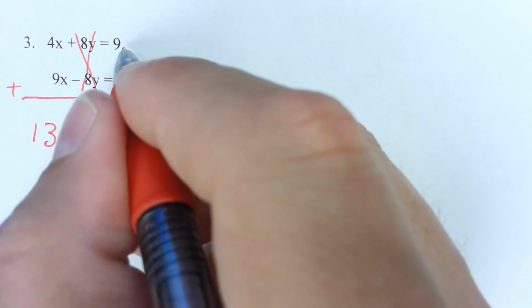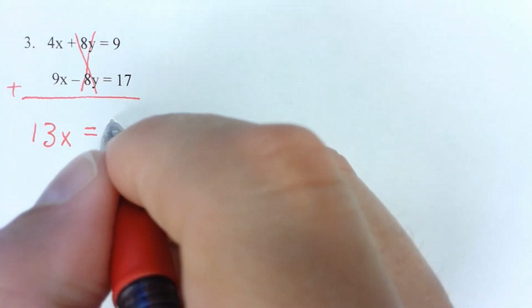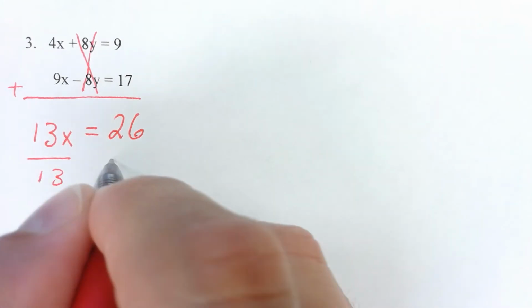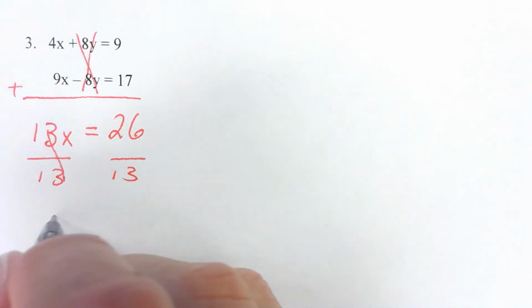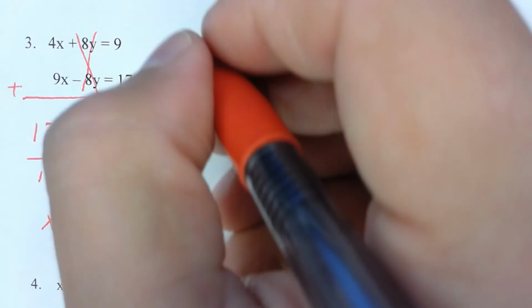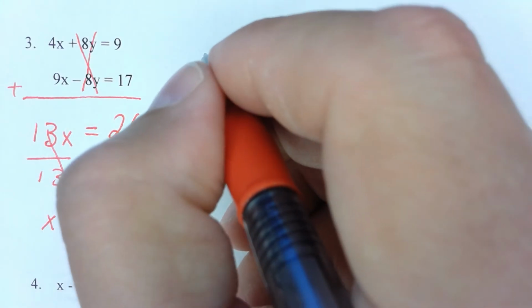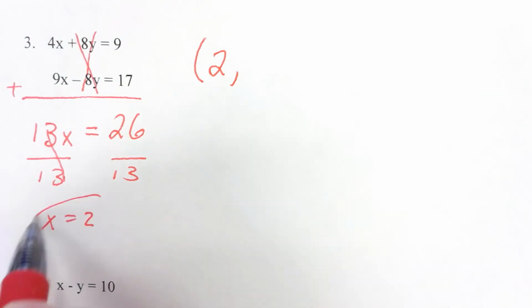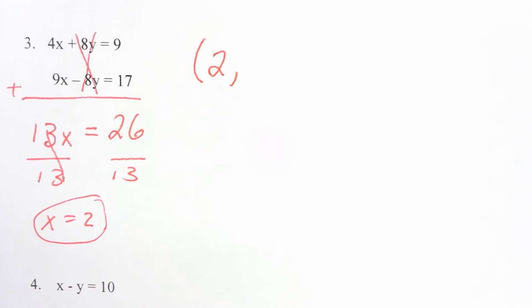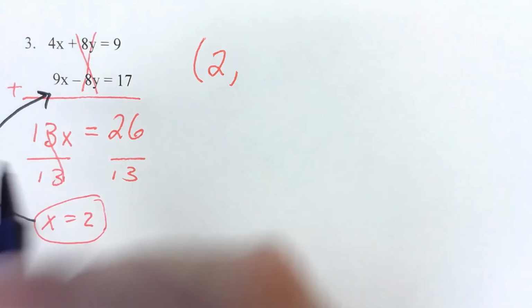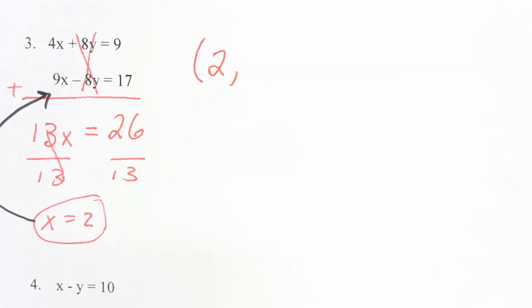Nothing there equals 9 plus a 17. I get a 26. Divide by 13 since that's multiplying. And I can see x equals 2 because 26 divided by 13 is 2. So I can say my x is 2 right there. So again, sub this back in. Pick whichever one you want. I'll pick the bottom this time. Doesn't matter which one you pick.